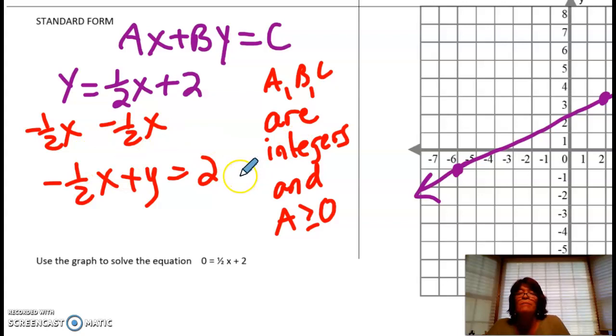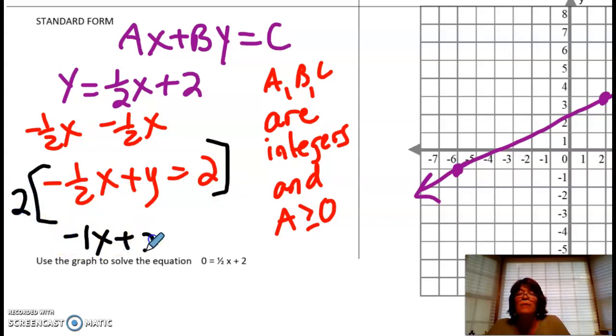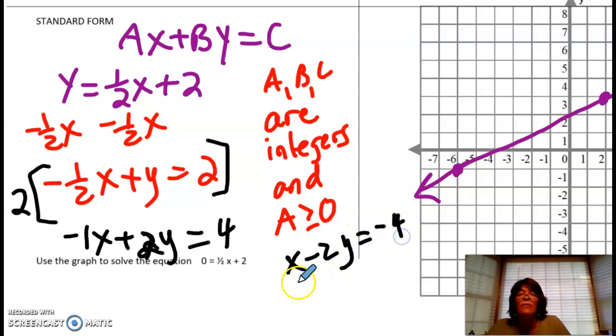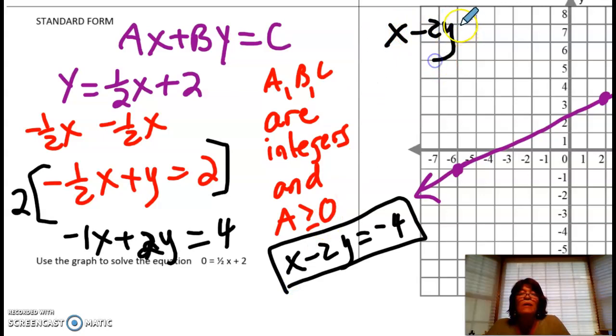So I'm looking at this and I'm like, well, -1/2 is a fraction. So if this happens, I'm going to multiply everything by the denominator of 2. That gives me -1x plus 2y equals 4. And a is supposed to be positive, so now I'm going to multiply everything by -1. And my final answer will be positive x minus 2y equals -4. X minus 2y equals -4 is standard form.